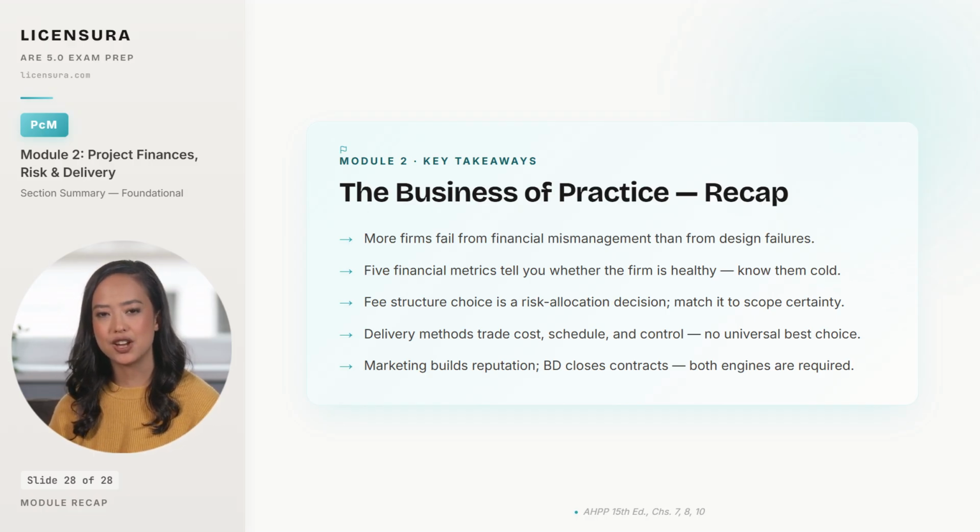Third, fee structure is a risk allocation decision before it is a math problem. Pick lump sum when scope is fixed, hourly when scope is uncertain, and a cap when the client needs budget certainty on uncertain work. Fourth, delivery methods trade cost certainty against schedule speed against design control, and the right method is project-specific, no universal best.